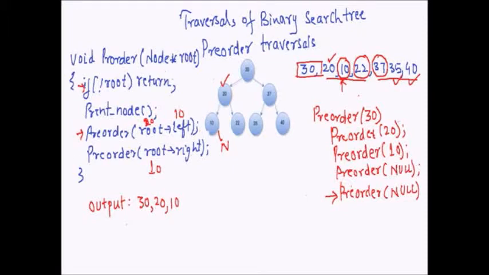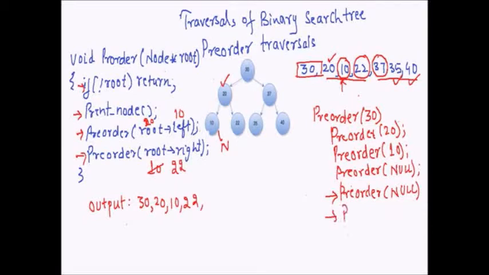So the next step for 20 will be executed as pre-order traversal of root's right, and in that we'll be passing not 20, not 10, but 22. Again we go to the start of the function where root is not null, so we'll not return. We will print the node, that is 22.